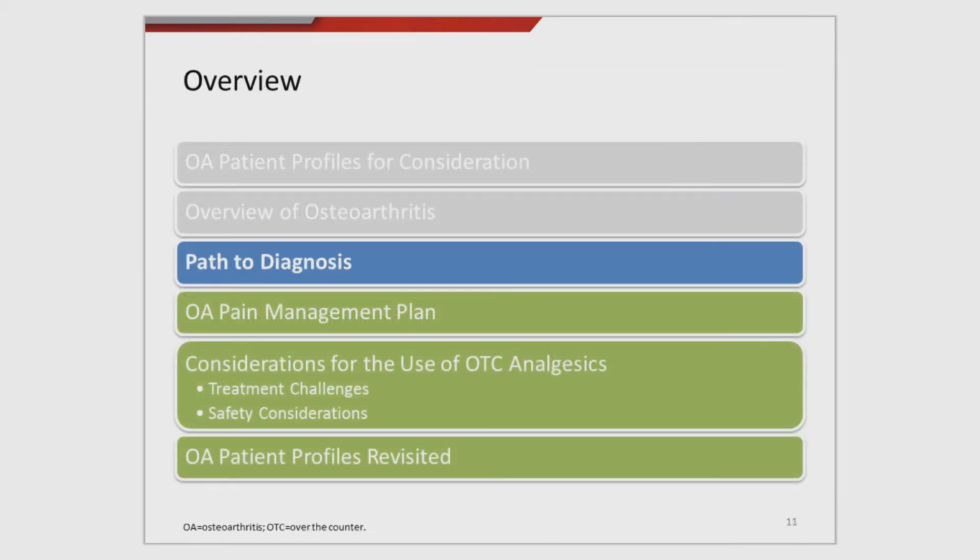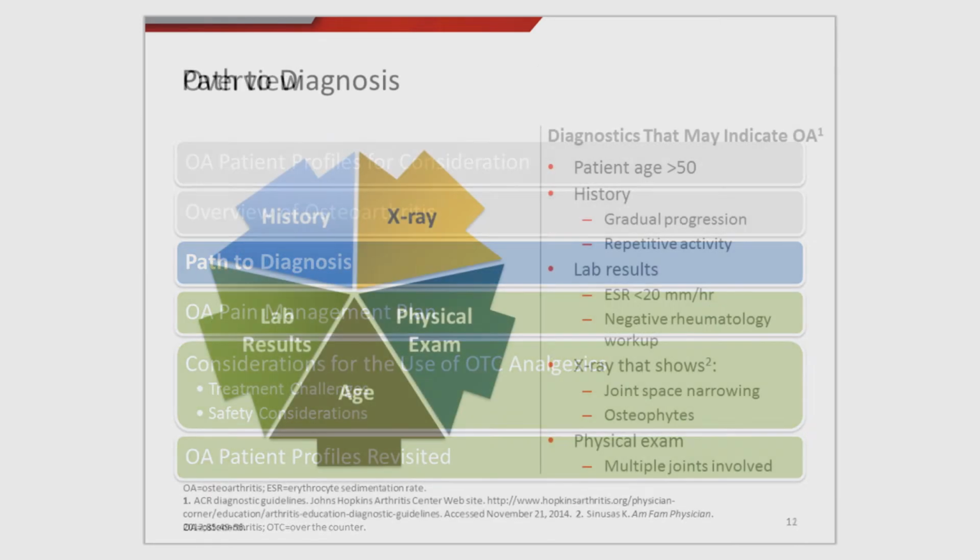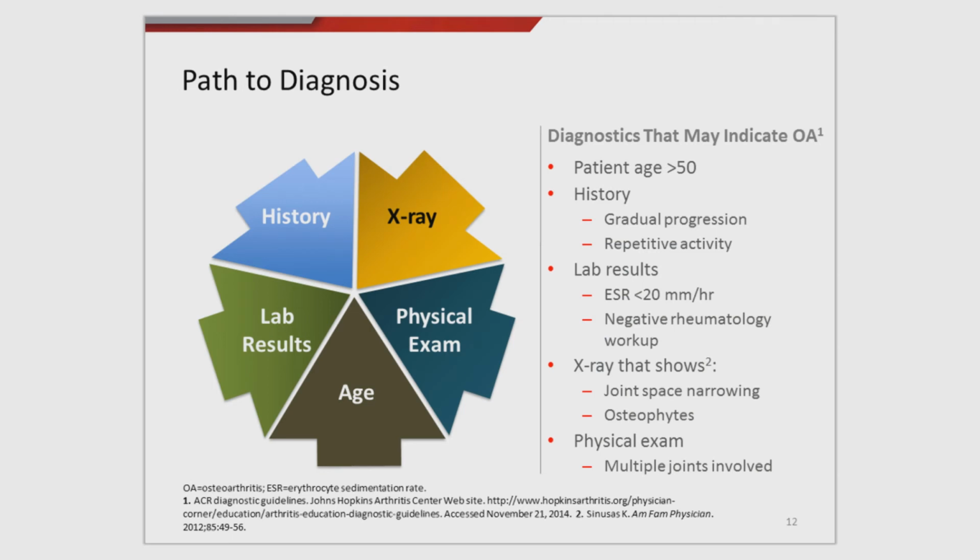What do I look for when I'm diagnosing this disease? If we look at the pathway we travel down, we know that these patients are typically over 50 years old. They have a gradual progression of disease. This is not a disease that a person walks into my office with a red, hot, swollen knee. This is a gradual, progressive disease caused by repetitive activity. So you see it in laborers, athletes, and in people that use their hands constantly. Osteoarthritis wears and breaks down the joints.